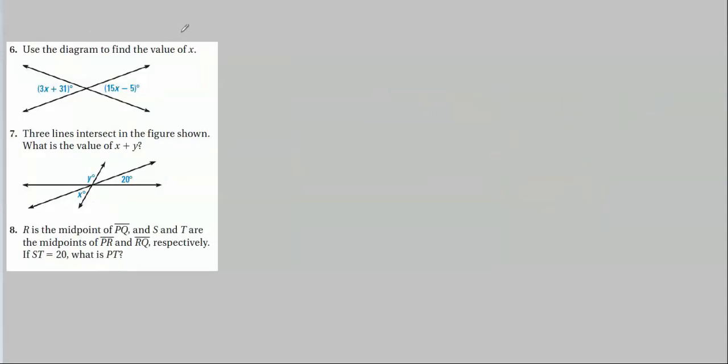And here we're going to use the diagram, just like we did before, to set up an algebraic equation. And again, it's another combination of geometry and algebra. We need geometry to recognize that these two angles are a vertical pair. Vertical pairs are congruent, which means their measure is equal. So we can set up the equation. 3x plus 31 equals 15x minus 5.